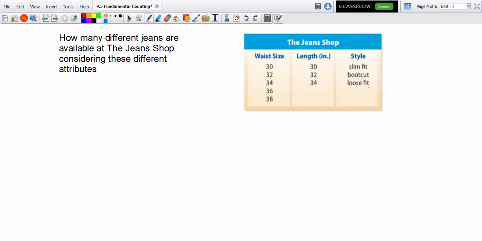Okay, so this one we can do quite easily as well. Our first event is the waist size. How many possible outcomes are there for the waist size? I see 1, 2, 3, 4, 5. How about for the length? 1, 2, 3 possible outcomes for the length. And the style, 1, 2, 3 possible outcomes for the style. Right? And all I need to do is multiply. 5 times 3 times 3 is going to be 45 possible outcomes.